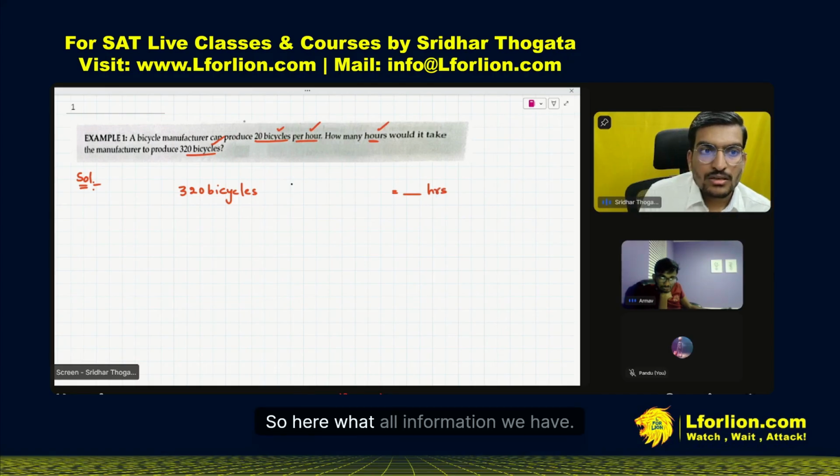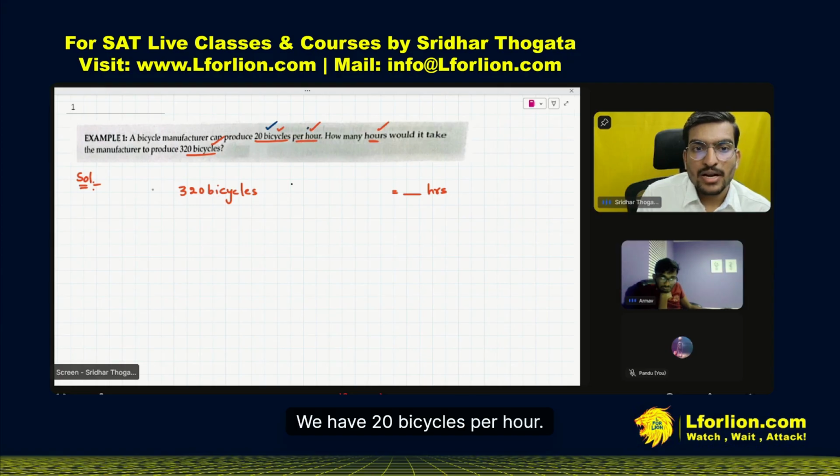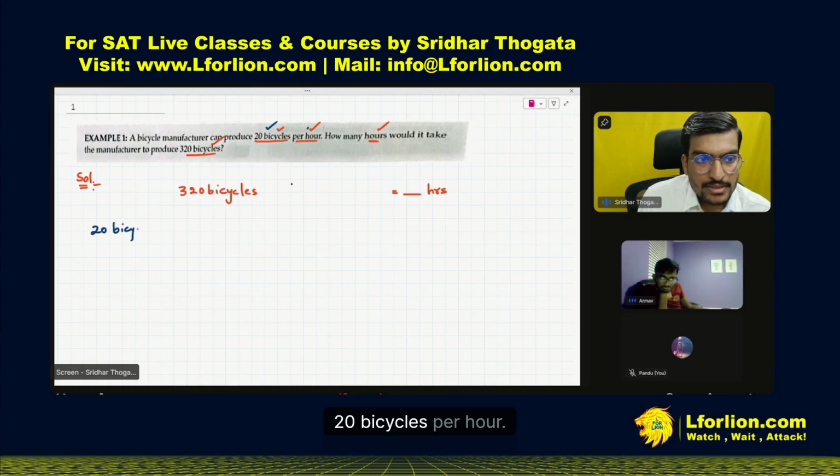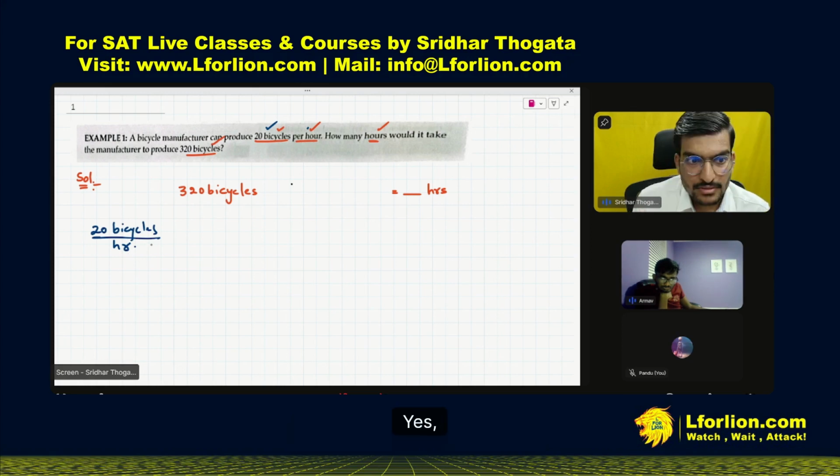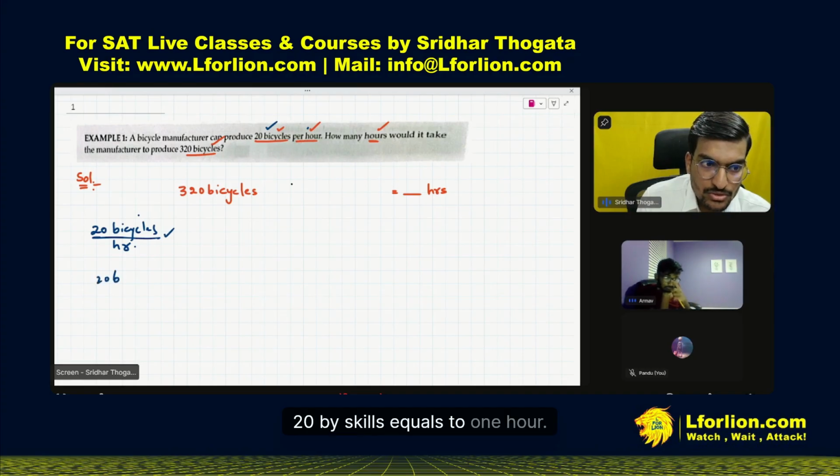So what information do we have? We have 20 bicycles per hour. 20 bicycles per hour. But is this going to help us? Yes, this format. What does this mean? 20 bicycles equals 1 hour.